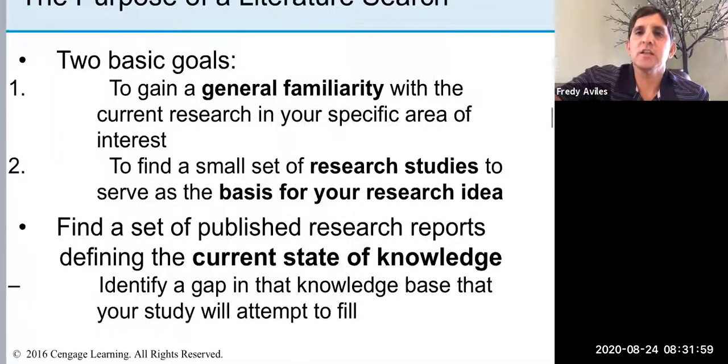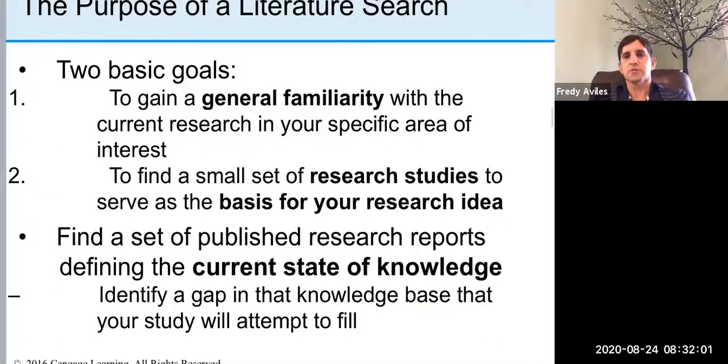When you search the literature, you have two basic goals, okay? One is to gain a general familiarity with the area that you're looking into, okay? And two is to find a small set of studies that serve as the basis for your research idea. So you're going to become familiar with your topic, and then you're going to basically narrow it down and say, you know what, I'm really interested in this part of it. And then you're going to try to find a small set of studies that deal with that part of the topic.